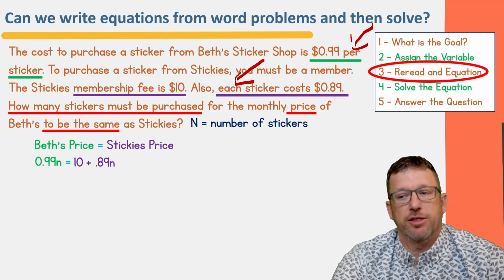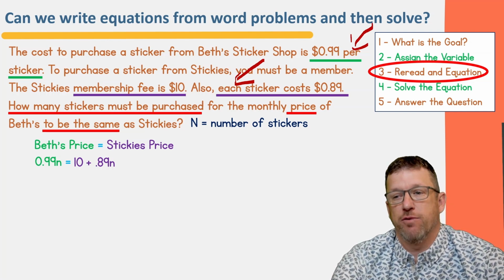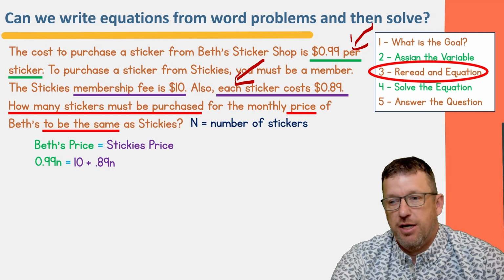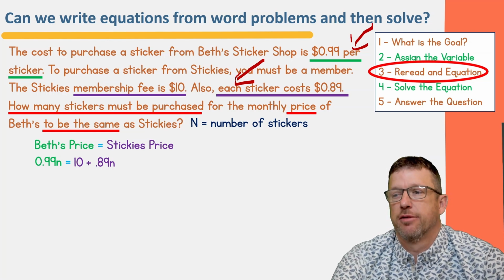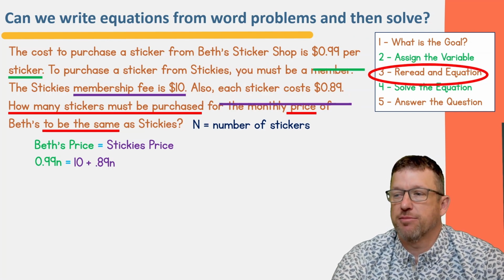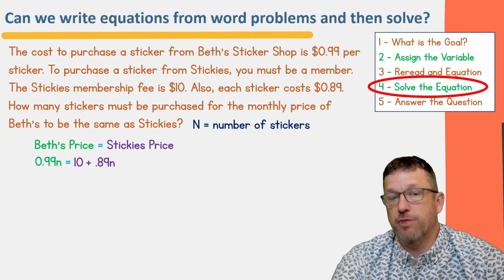Well, you've made your equation. If we solve this equation, we'll get a value for N, which will tell us the number of stickers it's going to take so that they pay the same fee that month. So what do we have to do next? Well, now it just comes down to solving the equation. All right, so let's solve this equation. We know how to do this, right?